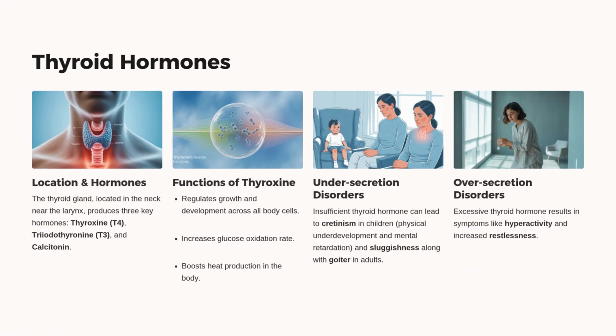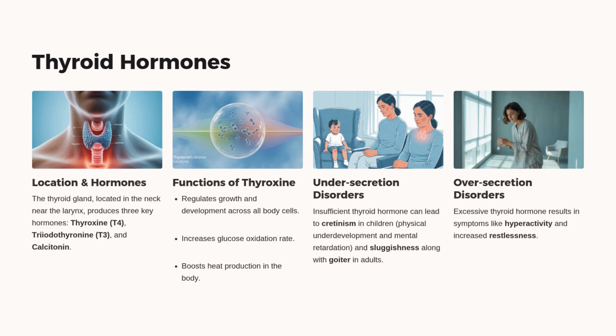Thyroid hormones. Location and hormones. The thyroid gland, located in the neck near the larynx, produces three key hormones: thyroxine, T4, triiodothyronine, T3, and calcitonin. Functions of thyroxine: regulates growth and development across all body cells, increases glucose oxidation rate, boosts heat production in the body.